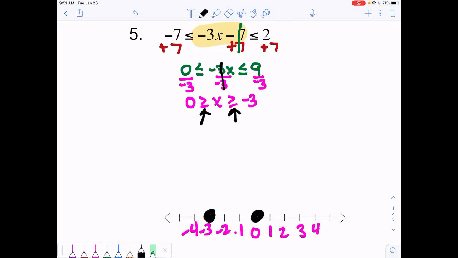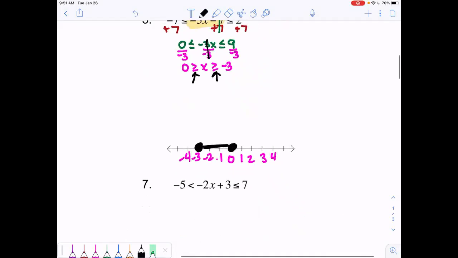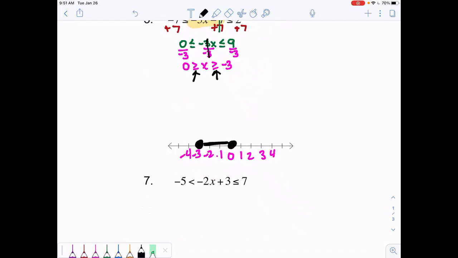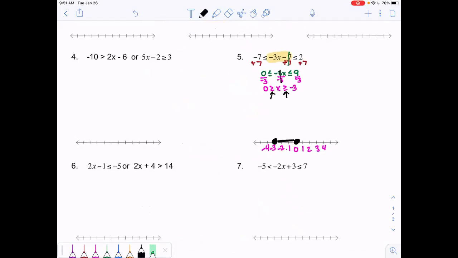And then anytime x is in the middle, you shade in the middle. So your answer is in the middle of negative 3 and 0. That's what a compound inequality tells you. The answer is in the middle of the 2 numbers that you have in your inequality. So if you look underneath, number 7 is almost the same thing. So you do the same steps.